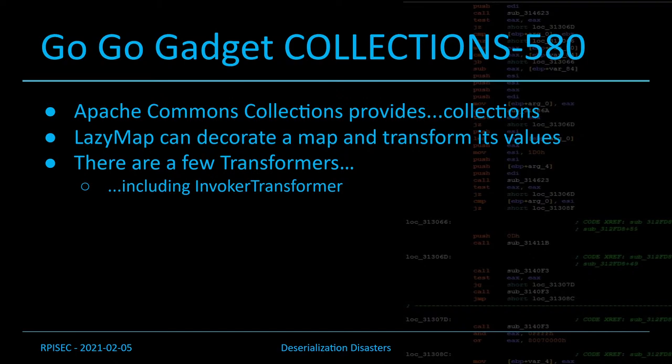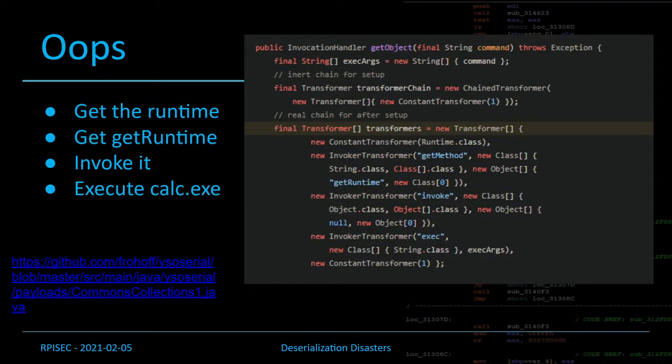One of its features is LazyMap, which you can stick on another map and it can transform the values you put in it, making it possible to compute stuff ahead of time or later on, letting you be lazy. There's a couple options for transformers, including this very exciting InvokerTransformer. If we have a quick look at this payload setup, you might notice this interesting sequence: ConstantTransformer, Runtime class, then InvokerTransformer, getMethod, getRuntime. That sounds dangerous. Invoke, exec, oh yeah, sounds dangerous. So what this will wind up doing is quite clever.